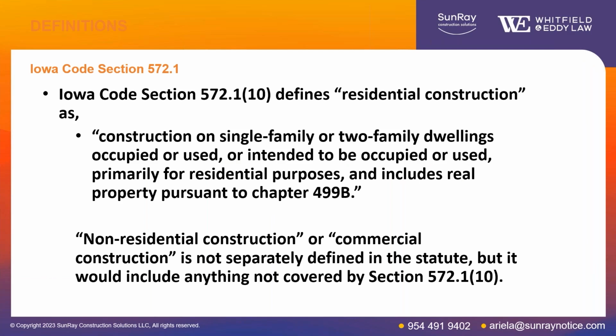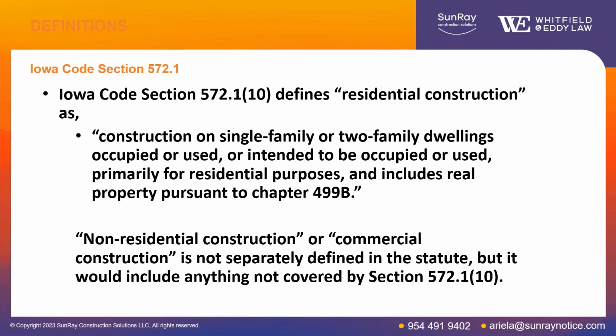So the Iowa lien law is in Iowa Code Chapter 572. So it's a purely statutory lien, and so any rights, defenses, issues, etc., under the lien law are governed by the statute. So the first section of it defines some terms, and one of the terms it defines is residential construction. So the definition is on the slide here, and it encompasses what typically most people think of as residential construction: single family or two-family dwellings.